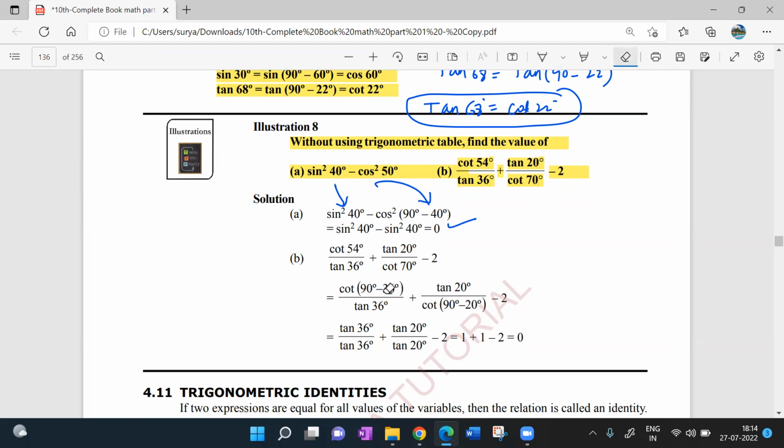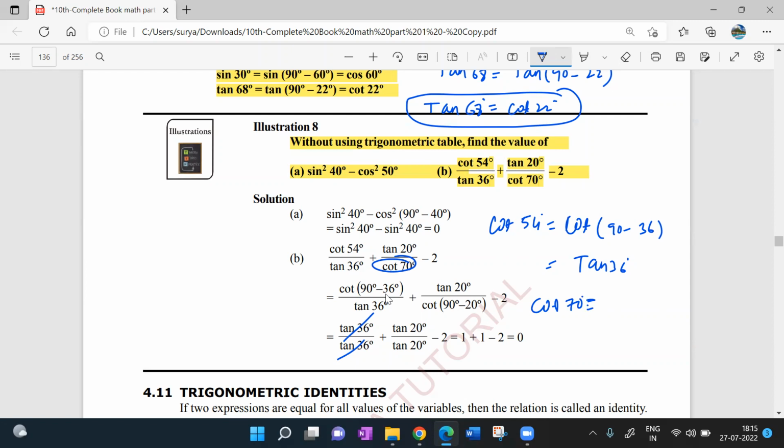Cot 54 degrees divided by cot 30 tan 36 degrees. So cot 54 can be written as tan 36. How? Cot of 90 minus 36, 90 minus theta, gives tan 36. Tan 36 by tan 36 is 1, and cot 70 can be written as tan 20.